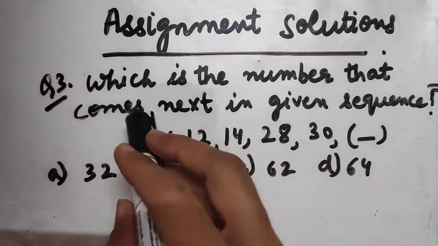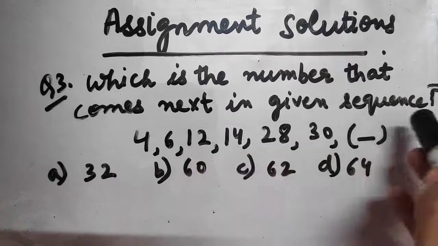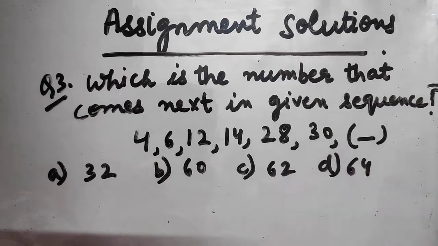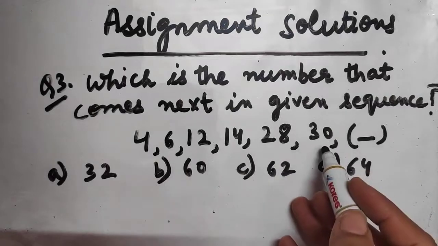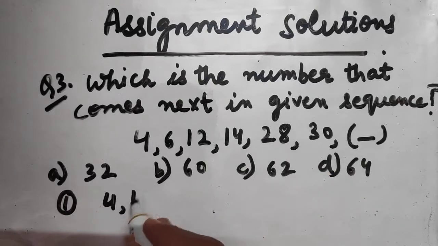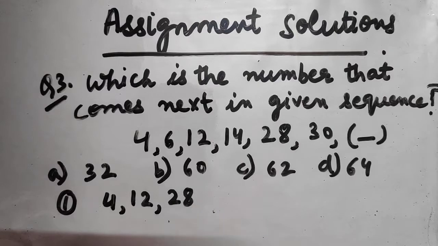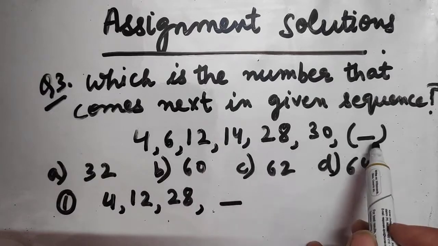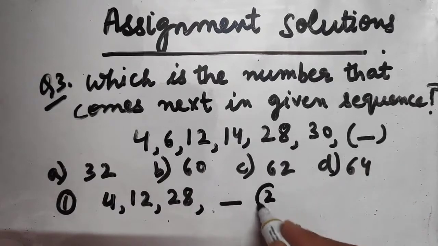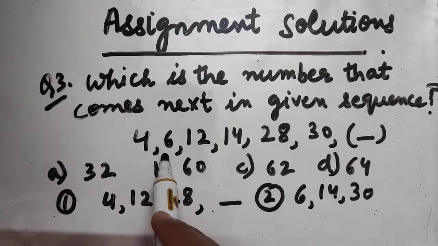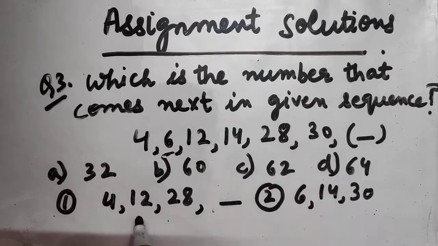Question number 3 is, which is the number that comes next in the given sequence? And the sequence is 4, 6, 12, 14, 28, 30. Dear children, basically the given sequence is a combination of 2 series. The very first series is 4, 12 and 28, and then the blank to fill in. The second series is 6, 14 and 30. So there are 2 series basically in this one given sequence.